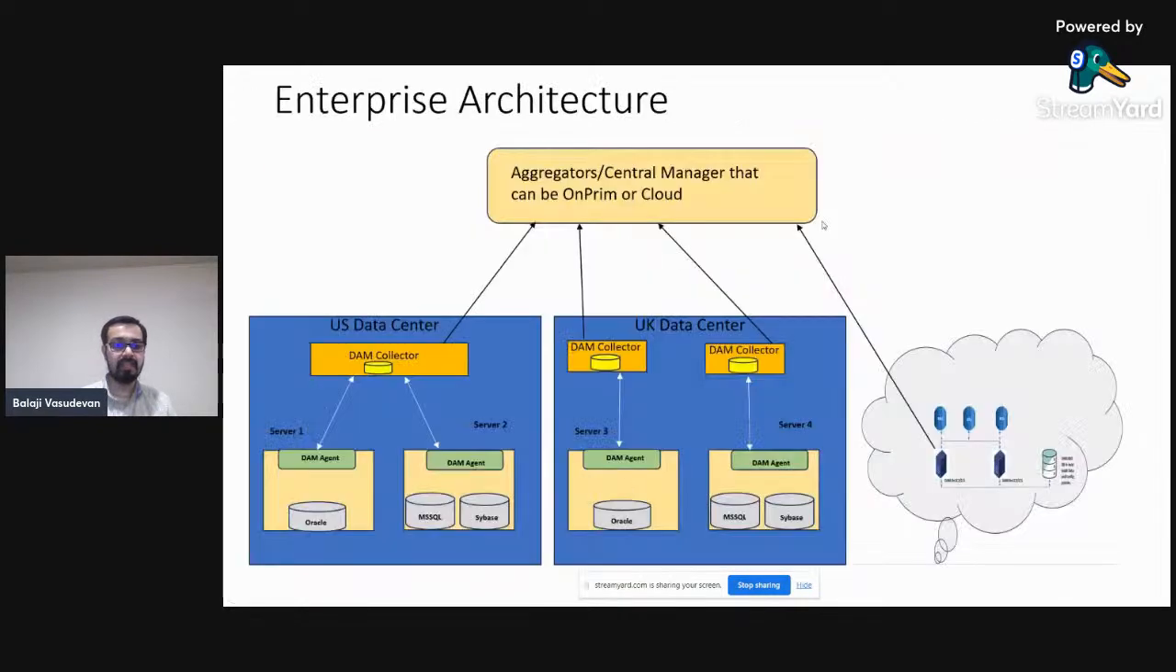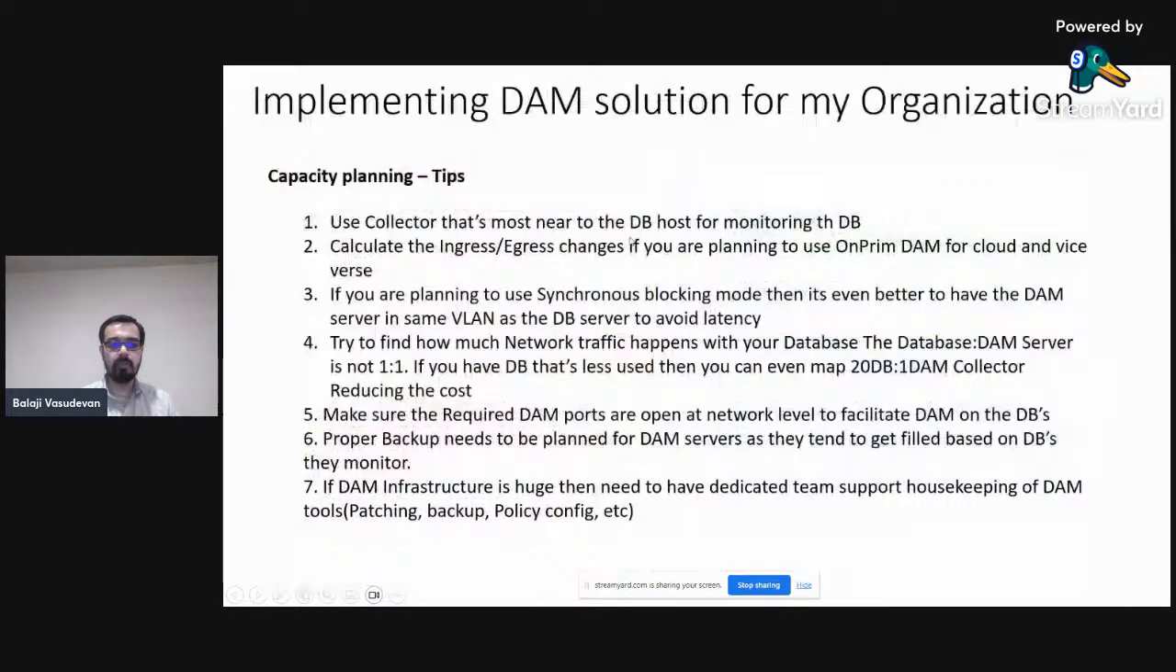Why is this? The vendors are going to say, my product has an intelligence such that an on-prem DAM server can monitor a cloud database. This DAM collector would be able to monitor a cloud one, and the cloud server can monitor the US data center one. So both ways are possible. They are going to emphasize that, but the catch is that there might be a latency.